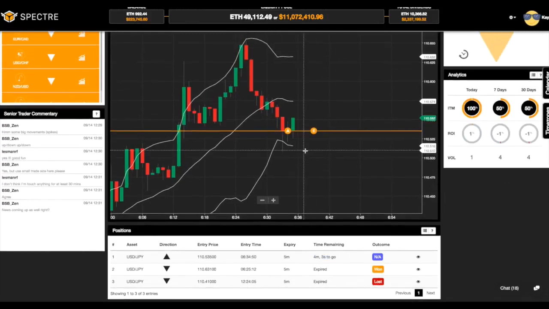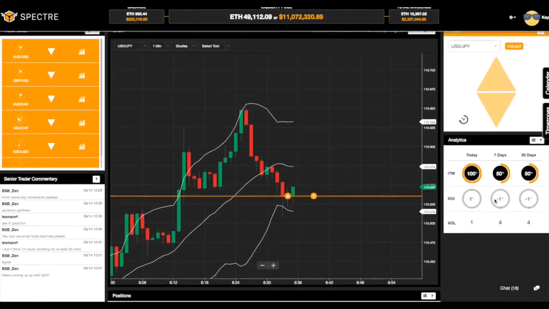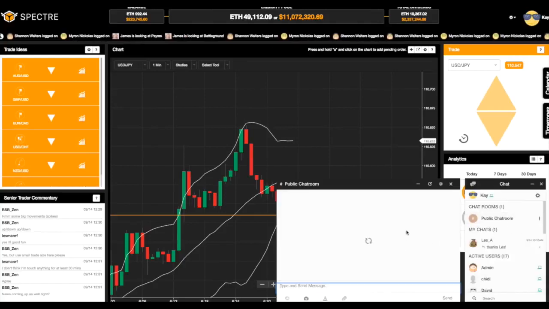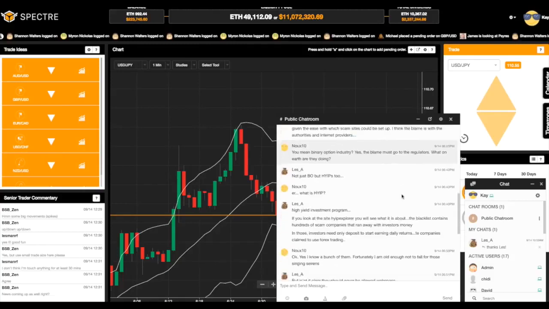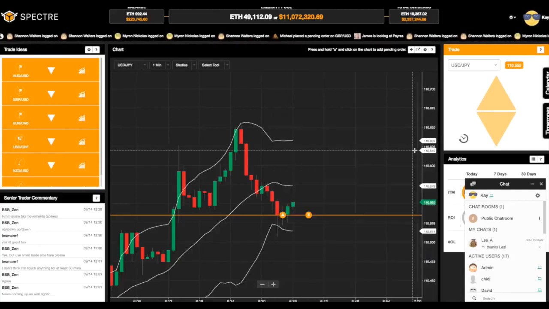And remember, it's 75% payout on this instance. Sometimes you're going to get a higher payout. This depends on the market conditions. The algorithm is calculating that. Of course, let's see what the other traders are doing. You can, of course, chat with other traders as well, and discuss a range of technical and fundamental topics related to trading and cryptos and all other things.